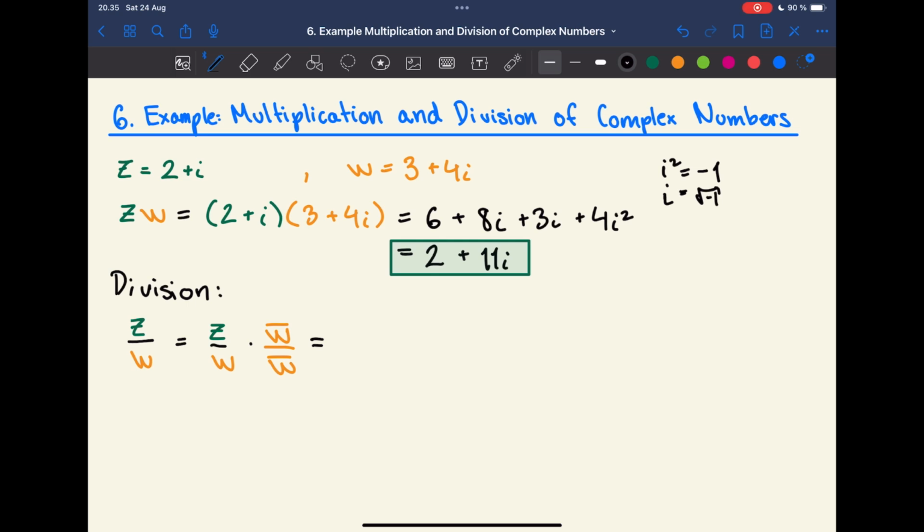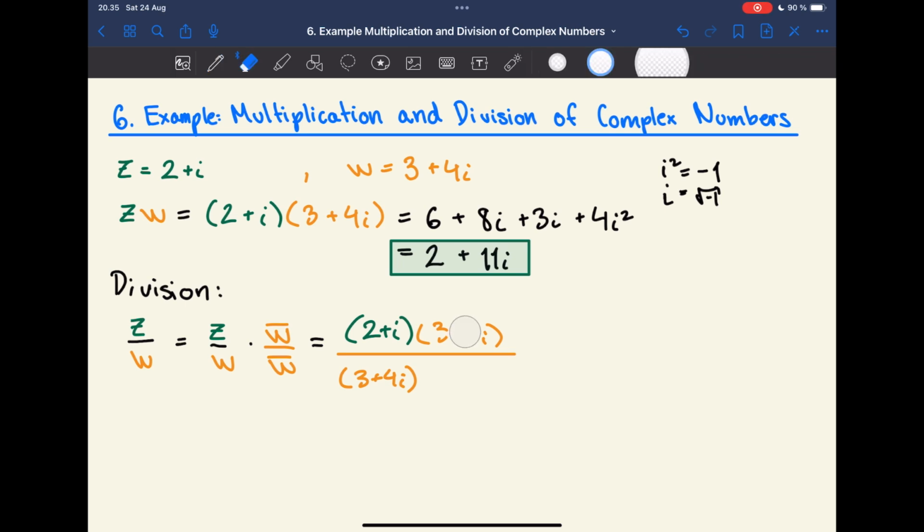Okay, so what we have is 2 plus i, and then over here we have 3 plus 4i, and down here we have 3 plus 4i, that's w. Oh, sorry, we don't have plus 4i here because it's a complex conjugate, and when we take the complex conjugate, we flip the sign of the imaginary part. So it's going to be minus 4i. And the same down here, 3 minus 4i.